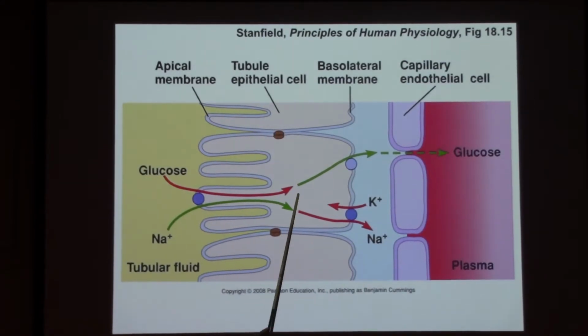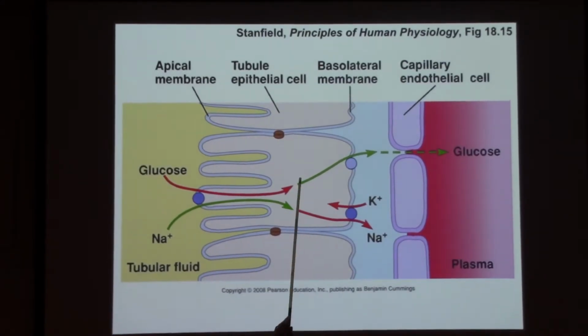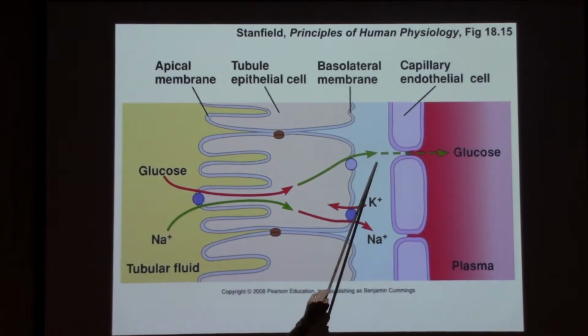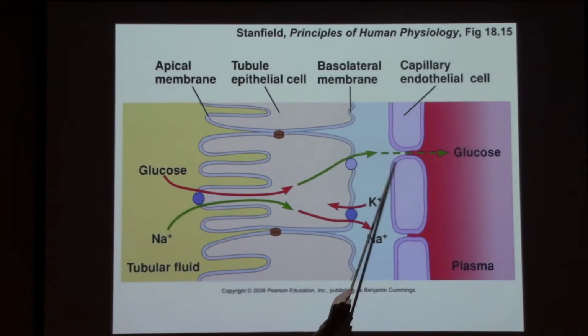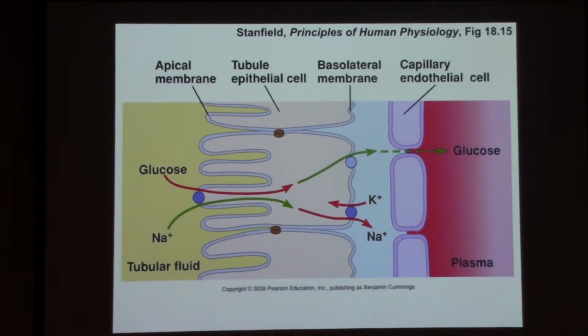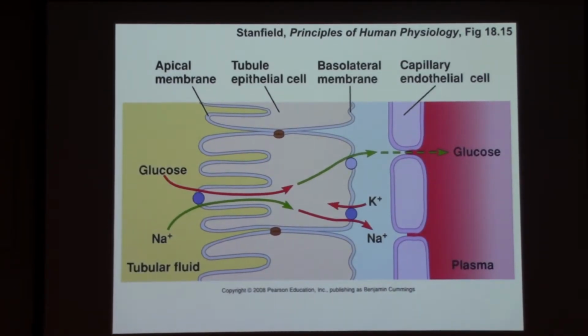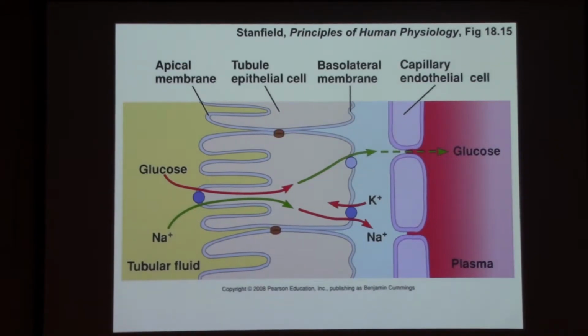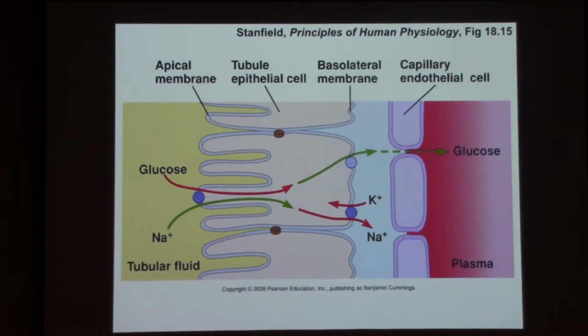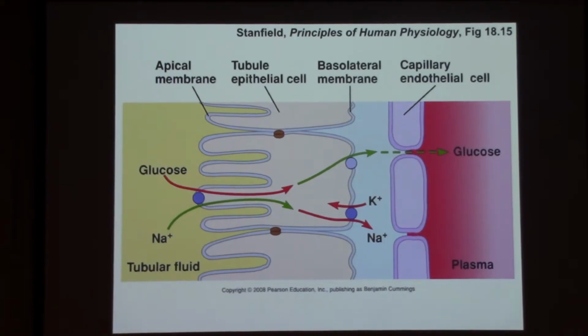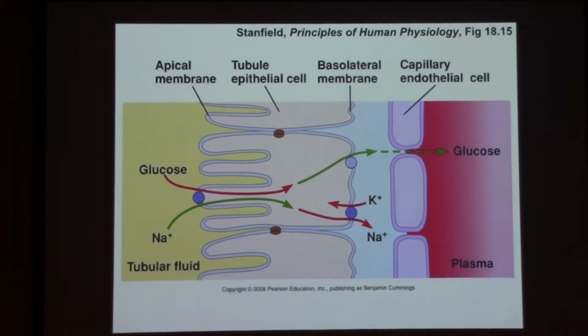And once it gets into the cell, it raises the glucose concentration in the cell. That glucose can then diffuse down its concentration gradient into the extracellular fluid and then into the blood vessel. So glucose traveled by secondary active transport here. Sodium was pumped by primary active transport. So really we have both examples in this picture.